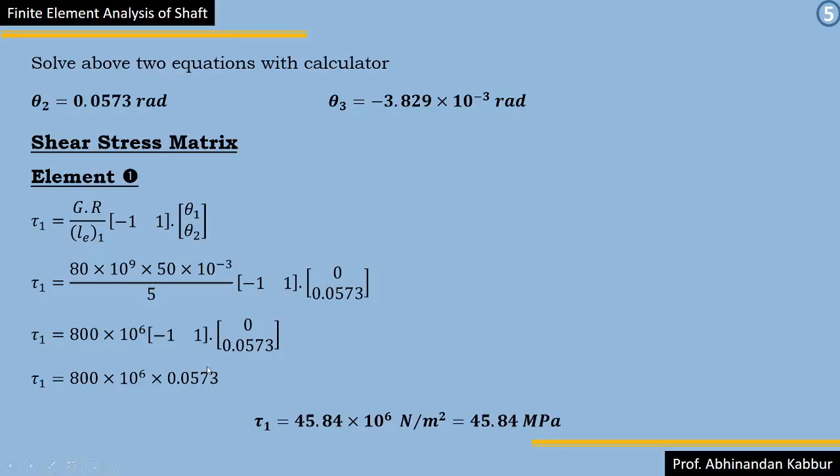Then after solving this, I'll get the shear stress in the first portion, which is 45.84 into 10 to the power of 6 Newton per meter square, because I have substituted all the values in terms of meter. Therefore, I get the value in Newton per meter square. So 10 to the power of 6 is nothing but mega. Therefore, it is 45.84 megapascal. So this is the stress in the first portion.